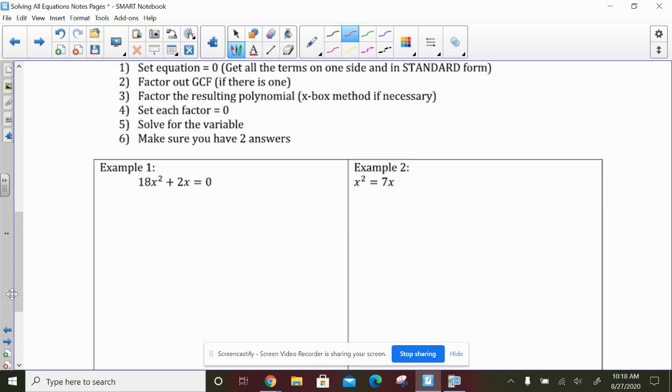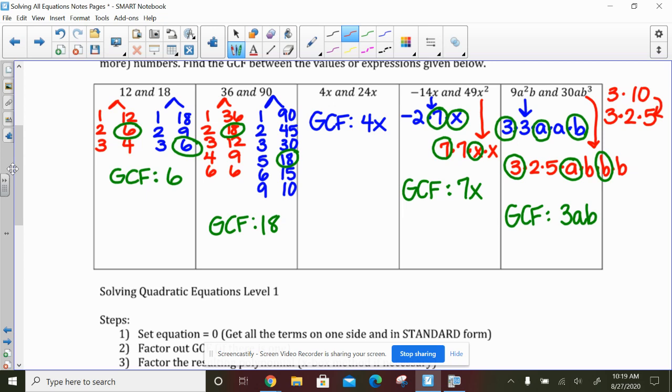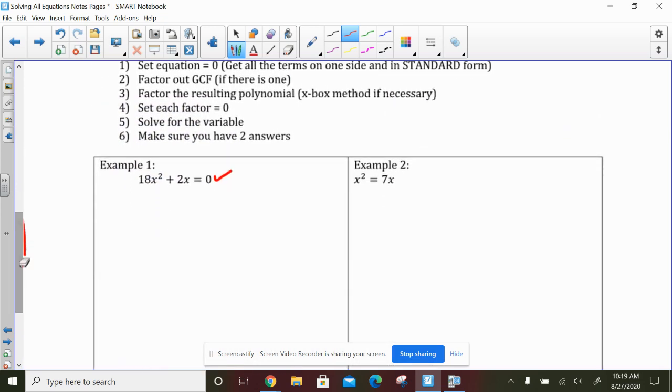So for example 1, it is equal to 0, and now I'm looking for a GCF. For this one, you can divide both terms by 2 and also the X. So this problem would be kind of like this one right here. My GCF here is 2X. I'm just going to write it out to the side. GCF is 2X. The first thing I want to do is divide both sides by 2X.